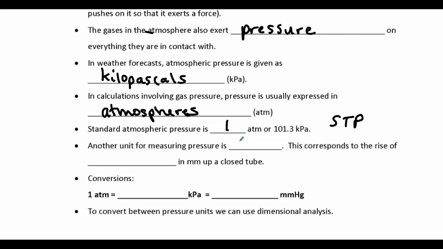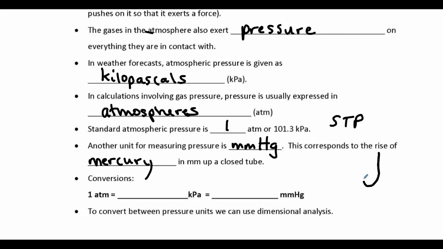There's a third unit for measuring pressure, and that one's called millimeters of mercury. So mm for millimeters, and Hg is the chemical symbol for mercury. The reason this unit exists is because this corresponds to the rise of mercury in millimeters up a closed tube.